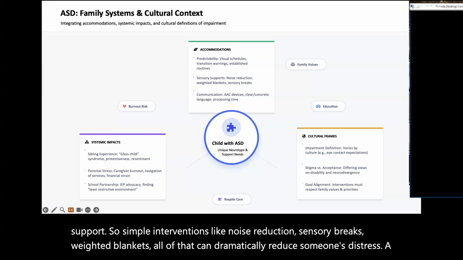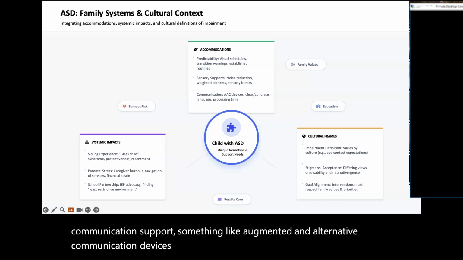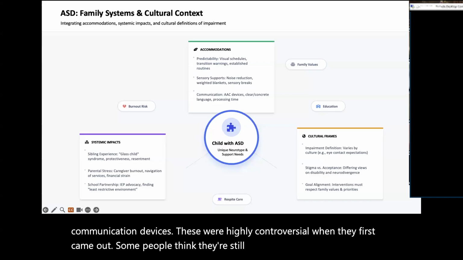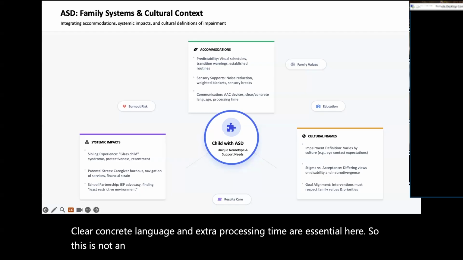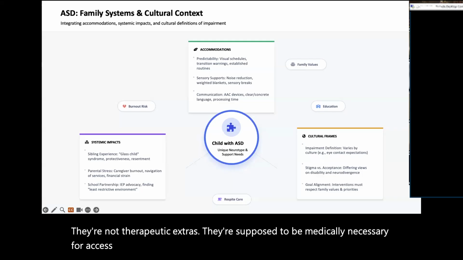Communication support, something like augmented and alternative communication devices. These were highly controversial when they first came out. Some people think they're still controversial. This is for clear, concrete language, and extra processing time are essential here. So this is not an optional add-on. So remember, accommodations, they're not therapeutic extras. They're supposed to be medically necessary for access to learning and emotional regulation.